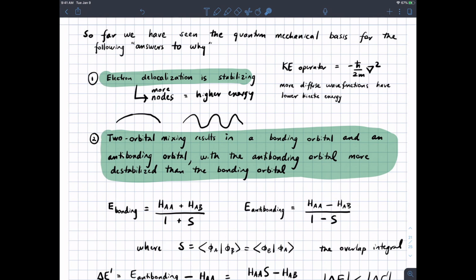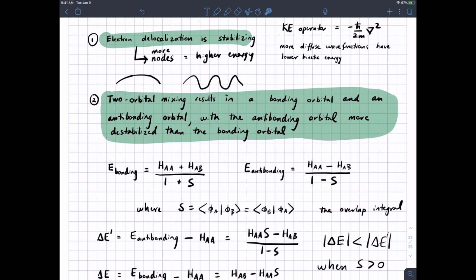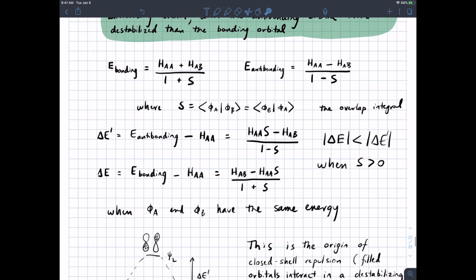Second principle that we talked about was from the two orbital mixing problem, where we determined that the bonding orbital is stabilized by a certain amount and the anti-bonding orbital is destabilized by a higher amount. And that was due to this overlap integral that appears in the denominator for our energies. When the overlap integral equals 0, then bonding and anti-bonding orbitals are evenly spaced. But when it's not 0, then the bonding orbital isn't as stabilized as the anti-bonding orbital is destabilized.